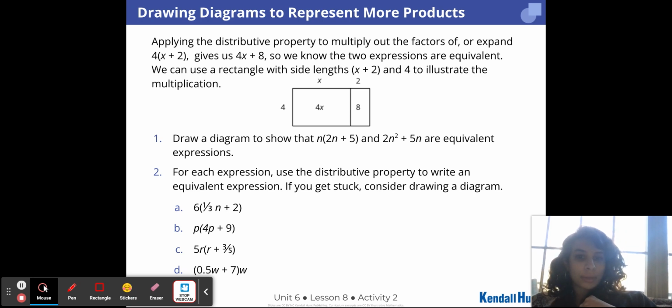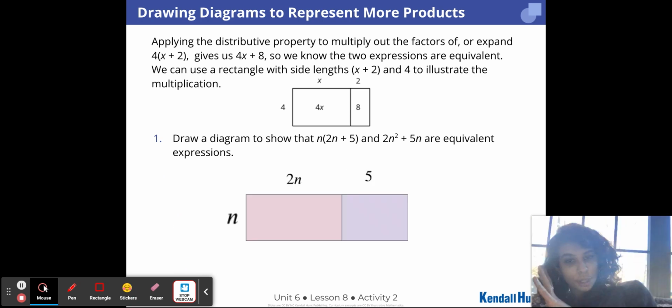I want you to draw a diagram to show that n times 2n plus 5 and 2n squared plus 5n are equivalent expressions, and I'll do that with you. For each expression, use a distributive property to write an equivalent expression. If you get stuck, consider drawing a diagram. I always suggest drawing a diagram. You can use a distributive property, but I suggest using a diagram as well. So, number 1.